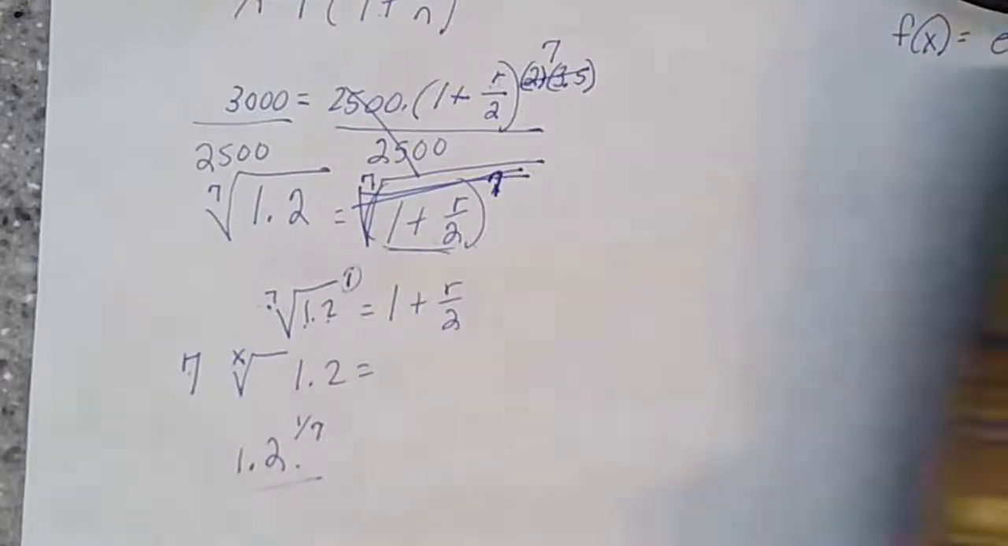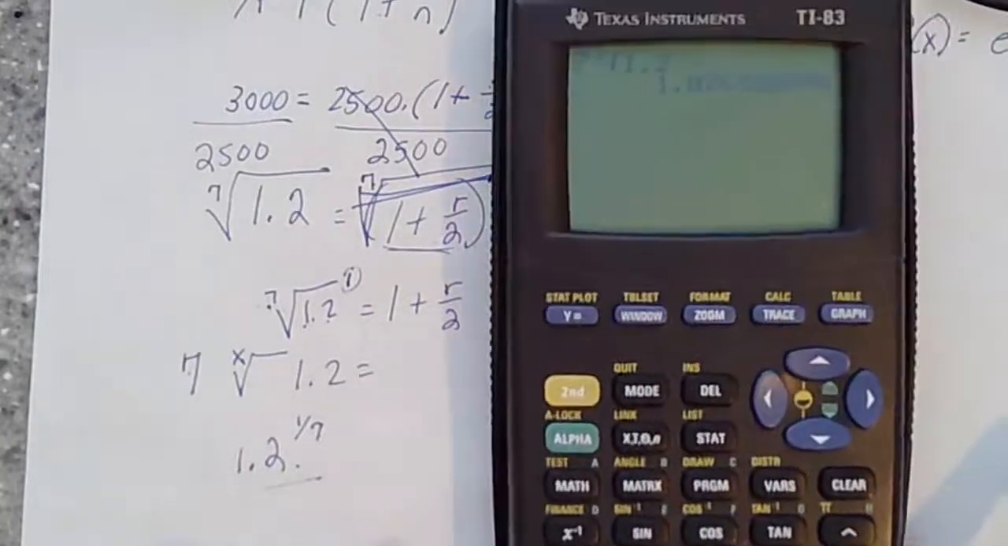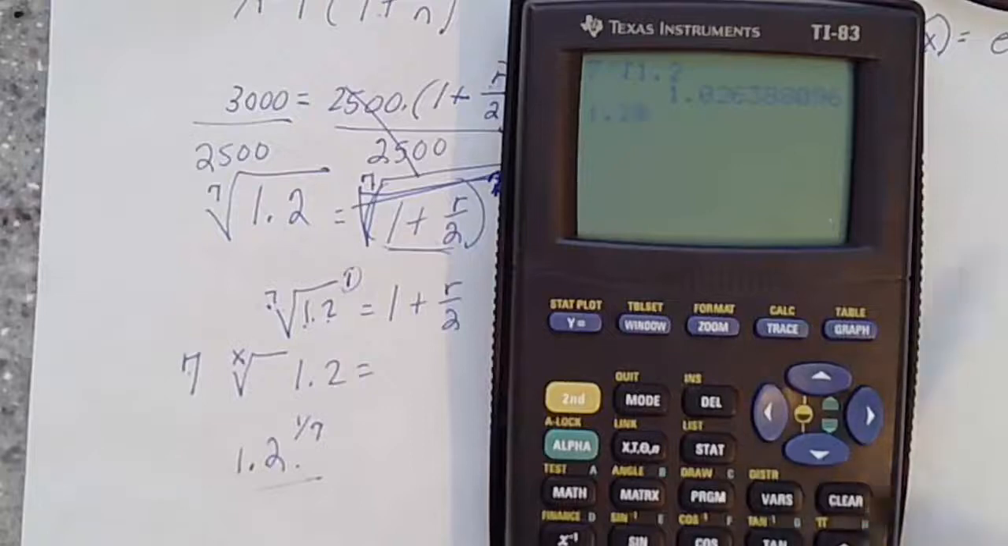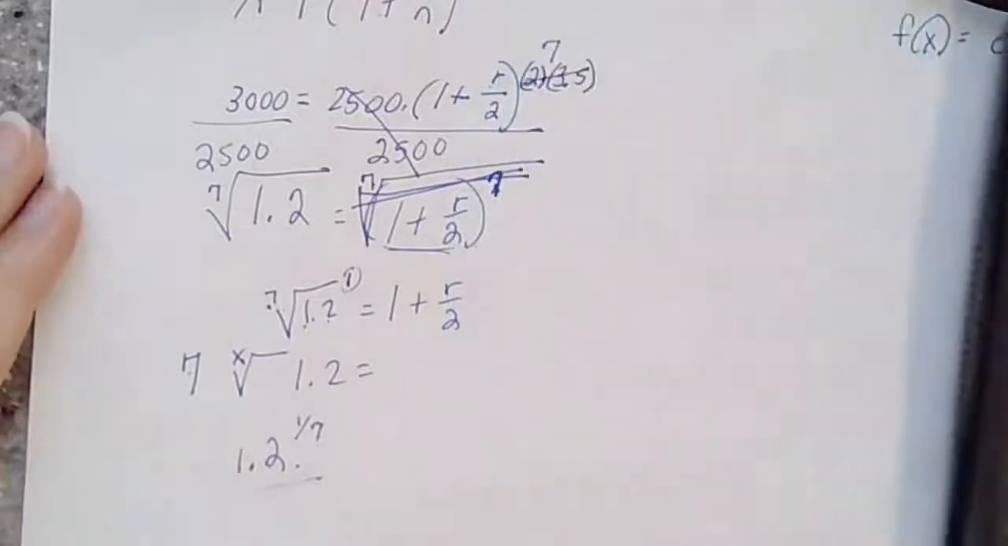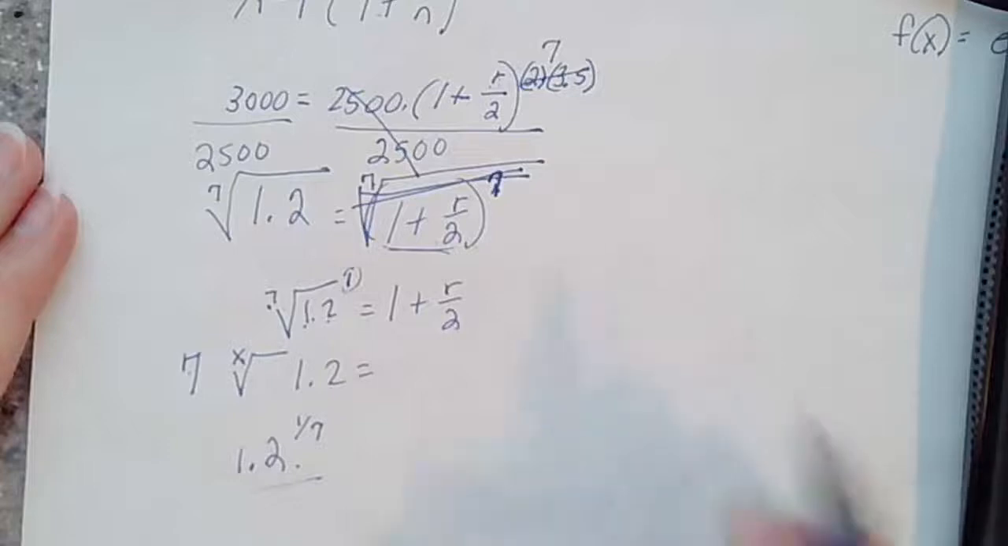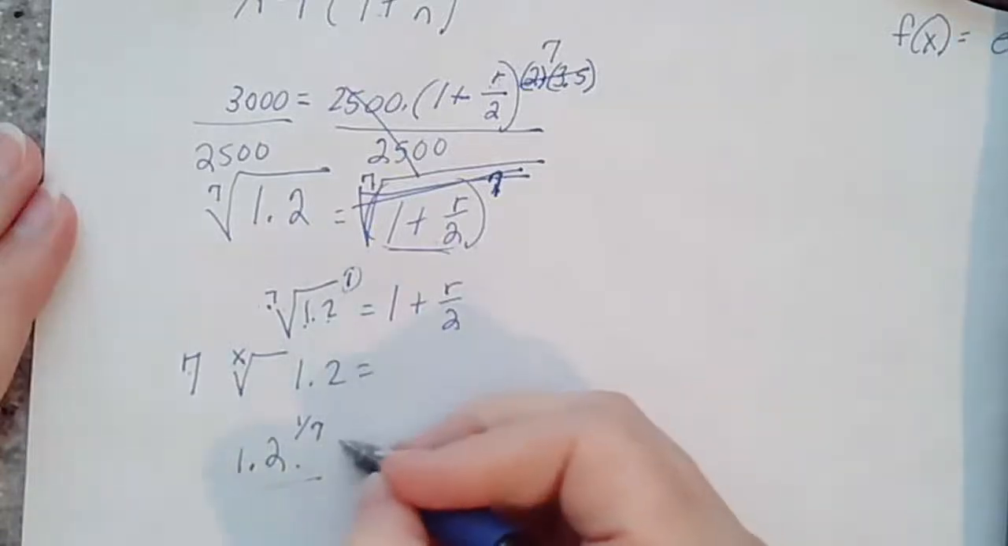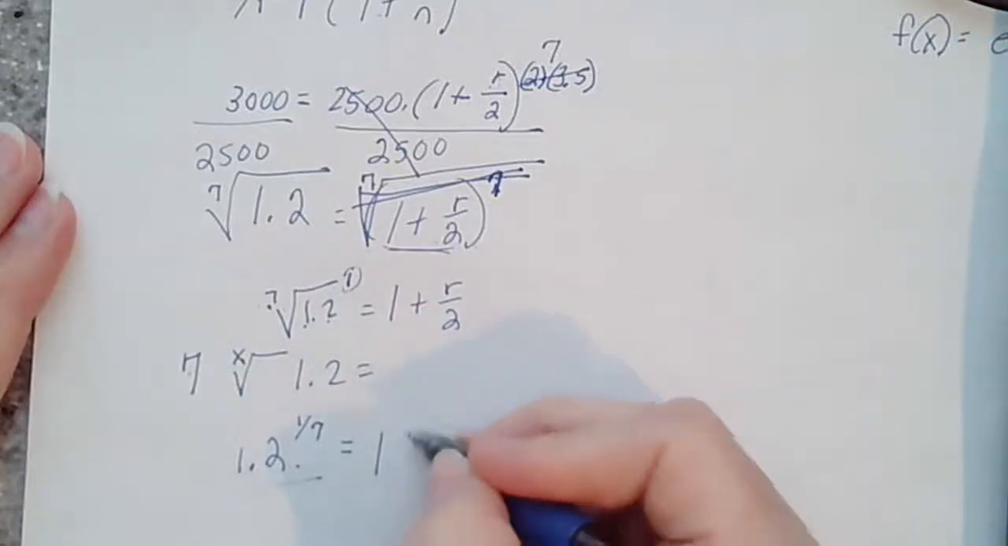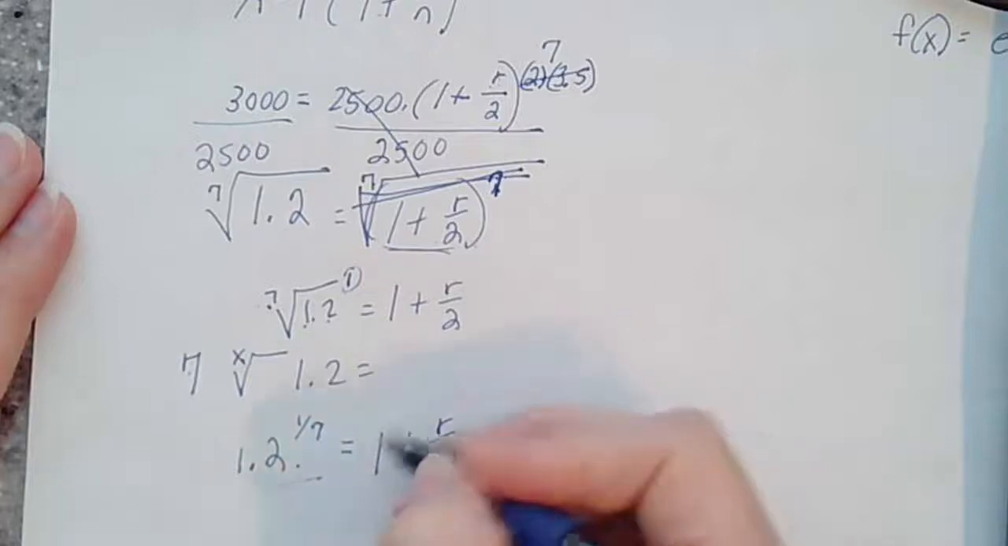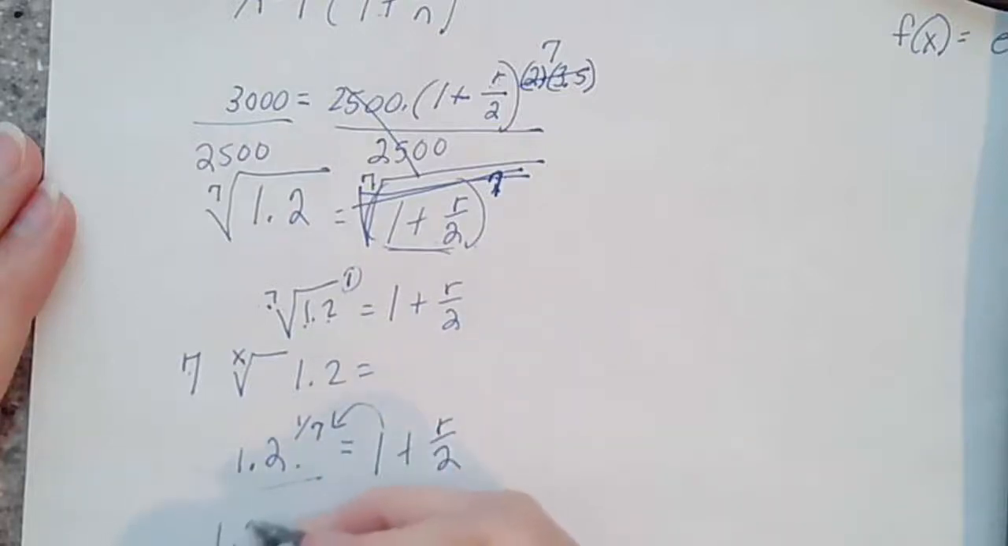Now let's check that on my calculator, see if it's the same answer. 1.2 raised to the 1 divided by 7th power, and notice it is exactly the same. Either way, I don't want to write that down, because I'm going to compromise the decimal value, so I'm going to leave it like that. And then to finish solving, I'll bring the 1 across. So whatever that says, minus 1, equals R over 2.